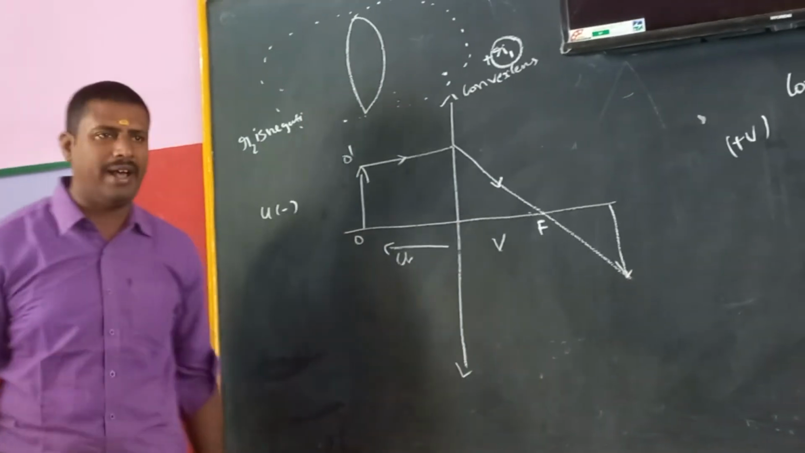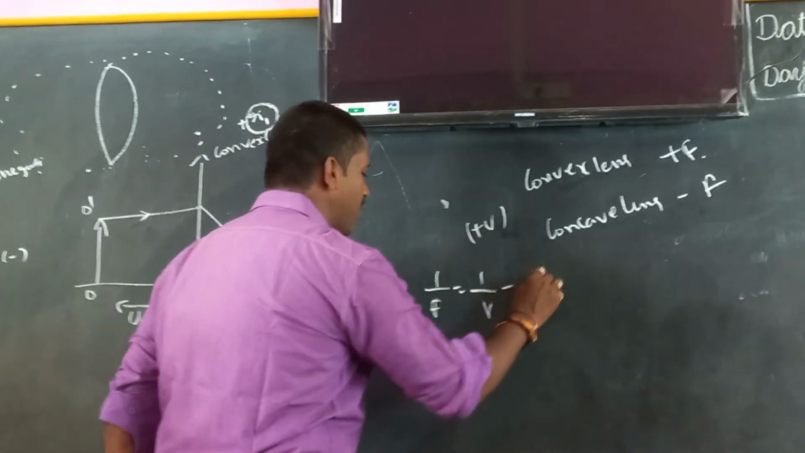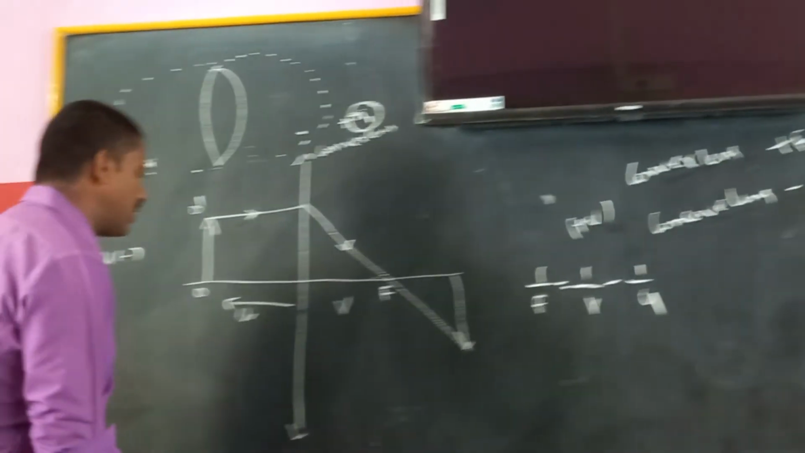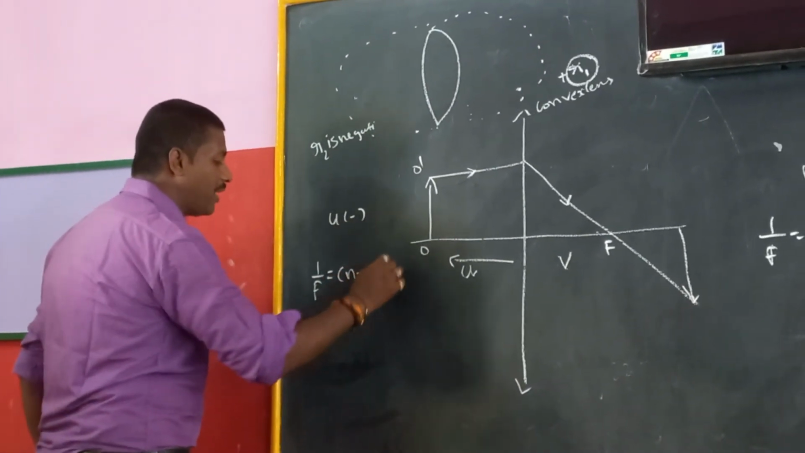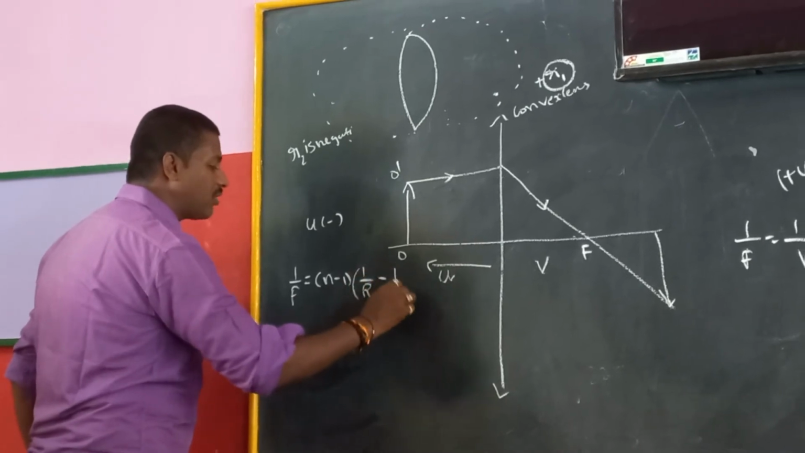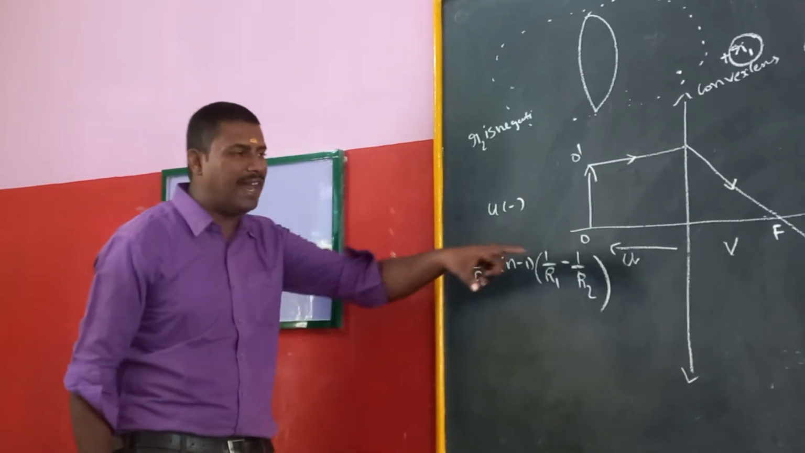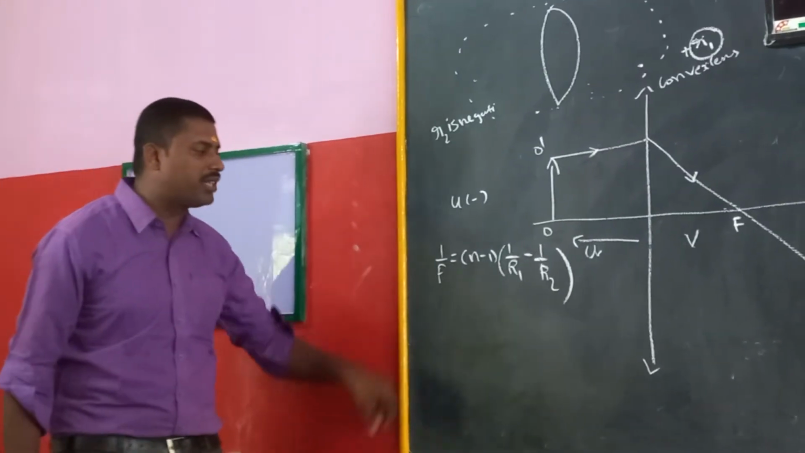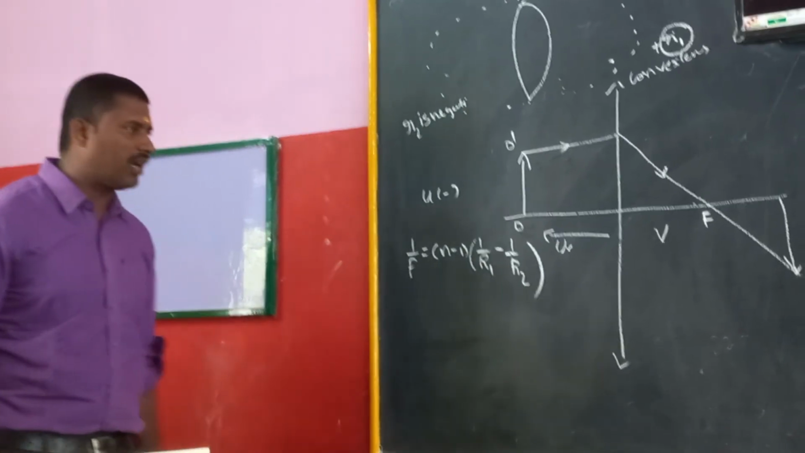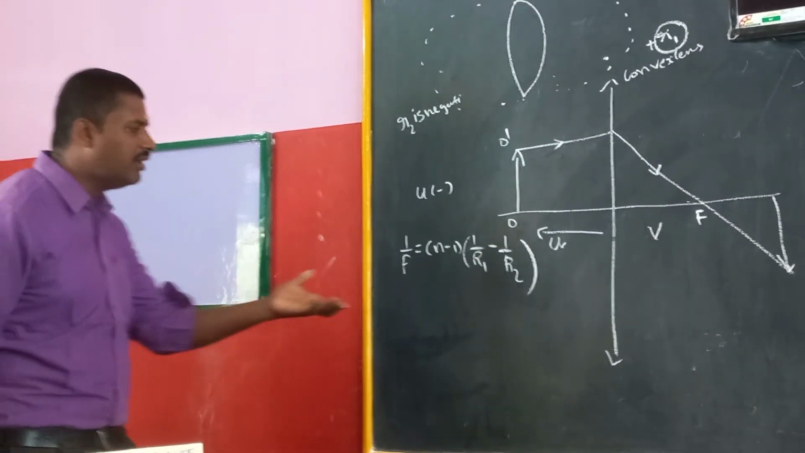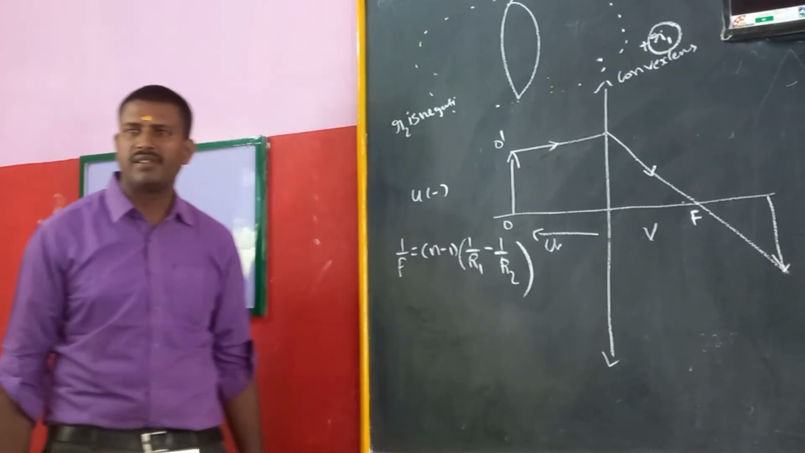And we have two formulas. One is the lens formula, 1 by f is equal to 1 by v minus 1 by u. And another one is the lens maker formula, 1 by f is equal to (n minus 1) into (1 by R1 minus 1 by R2). By using the lens formula, we can calculate the focal length, and by using the lens maker's formula also, we can calculate the focal length. The difference between that and this is, here we consider a bifocal lens, there we consider a single piece of lens.